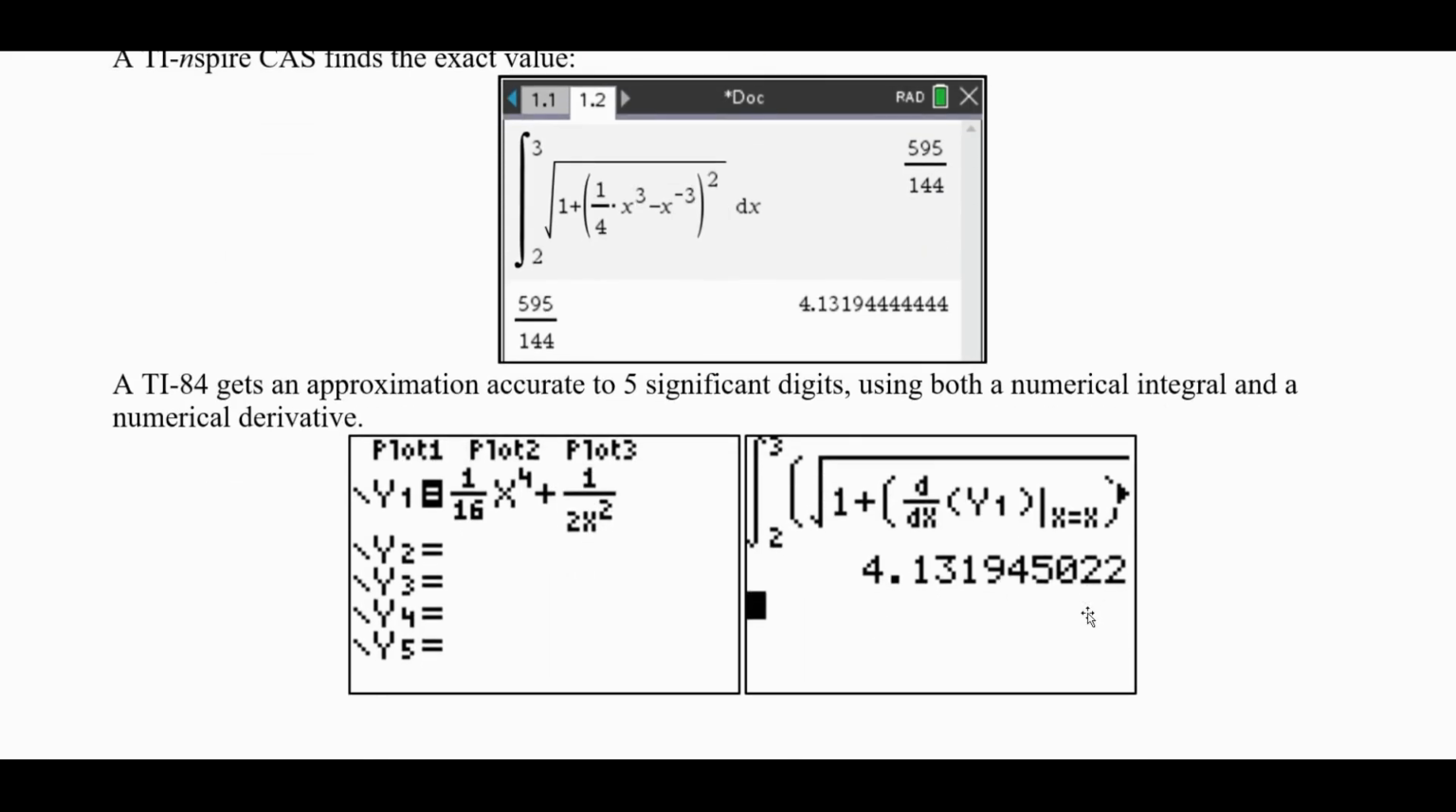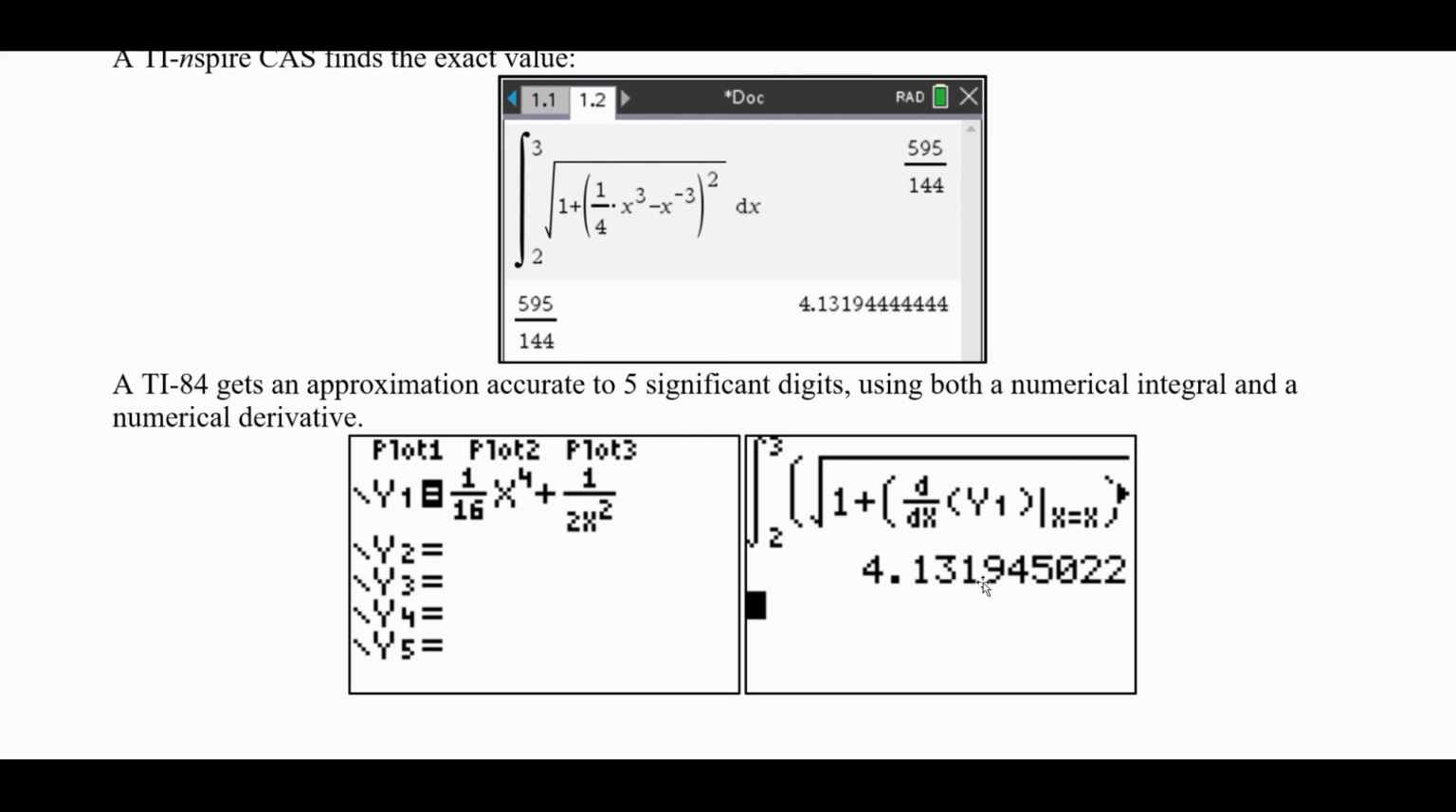Even with the TI-84, we don't even have to find the derivative. If we put the function in as y1, we can say, do the integral, in this case from 2 to 3, of the square root of 1 plus parentheses the derivative of y1 with respect to x, and then the part that's running off the screen here is there's a square and then a dx at the end. And it's just doing a numerical derivative, a symmetric difference quotient, to approximate the derivative. Then it's using a numerical integral, something like Simpson's rule, to approximate the integral. So it's doing approximations within approximations, and yet it still gets a pretty good answer.